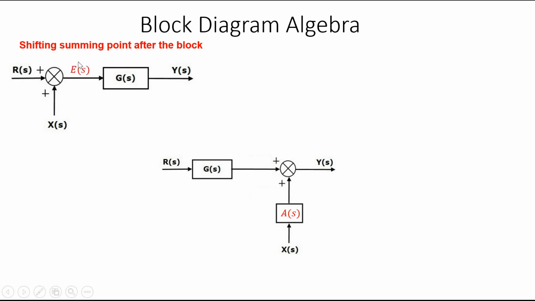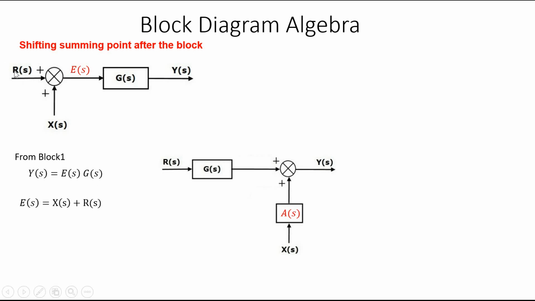So let this signal be e(s), the input of g(s), and the output of r(s) plus x(s). So from the block we can write this as the input and this as the output of g(s). So y(s) is equal to e(s) into g(s).